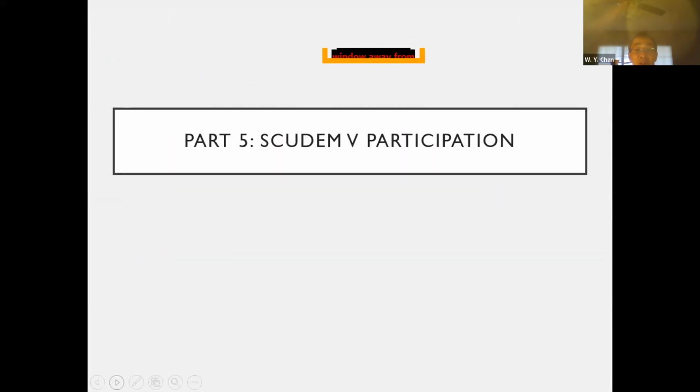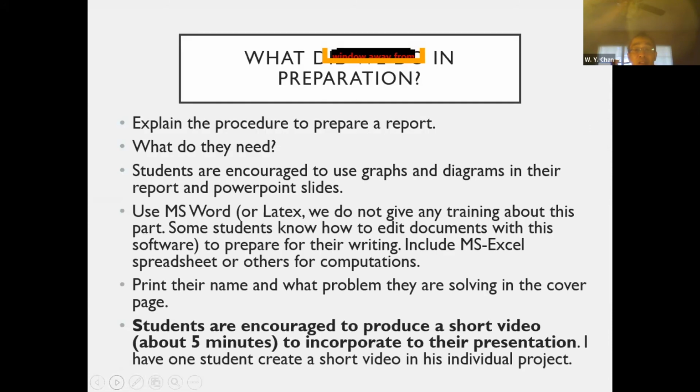Let me say a little bit about the student preparations. We will explain the procedure, how to prepare the report, what they need. They are encouraged to use graphs and diagrams in their report and also their PowerPoints. Most of our students are familiar with Microsoft Word, but the latter depends. Some may know it, some may not. I remind them to make sure they print their name on the cover page. I also encourage them to incorporate some short videos in their presentation.